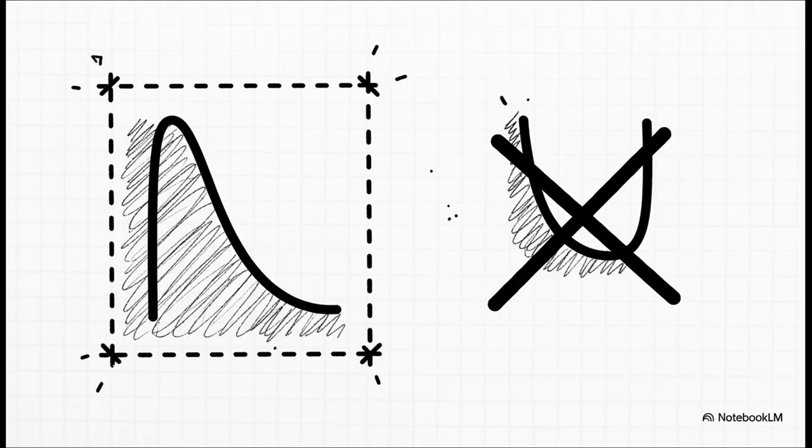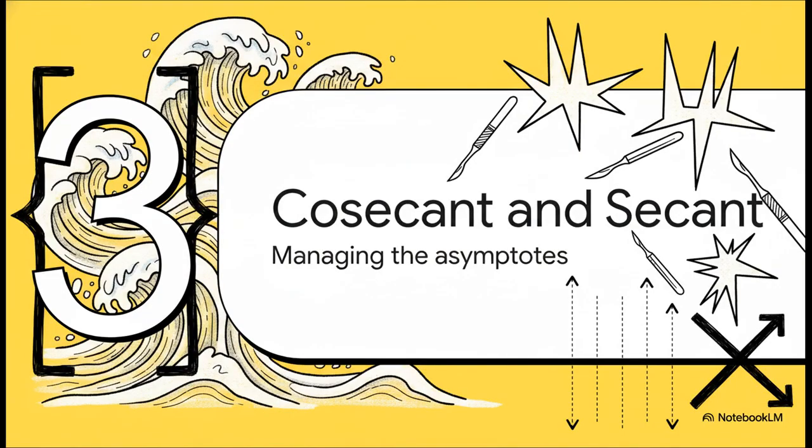Instead, we restrict cosine's domain from 0 to pi. This creates a perfect, non-repeating curve that drops from 1 smoothly down to negative 1. Because of that, the inverse cosine domain becomes negative 1 to 1 with an output range strictly locked between 0 and pi. Section 3. Cosecant and secant.